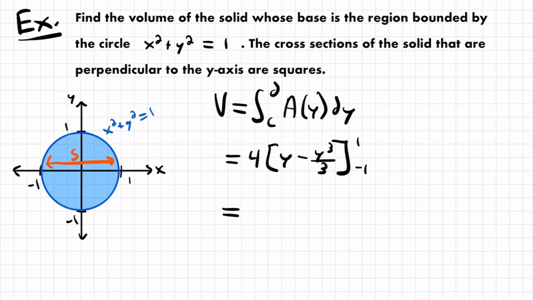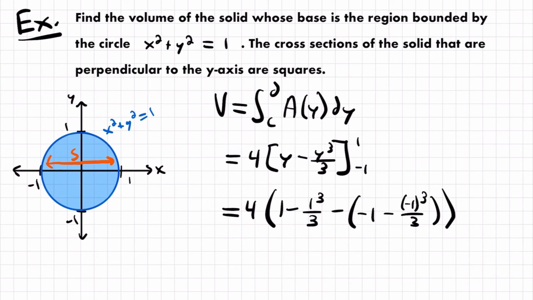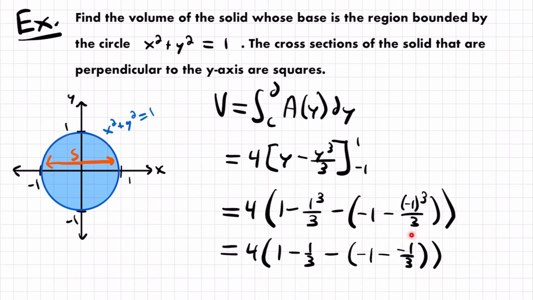So we will have that this is equal to 4 times 1 minus 1 cubed divided by 3 minus -1 minus -1 cubed divided by 3. All right, and that will be equal to 4 times 1 minus 1/3 minus -1 minus -1 divided by 3. Right, -1 cubed is just equal to -1, and so we have -1/3. Now these two negatives will cancel out to become positive, and so we will have -1 plus 1/3, so I'll write that as a plus.